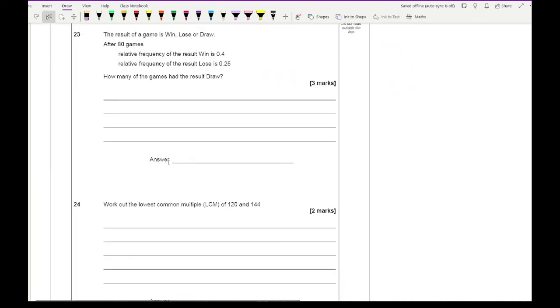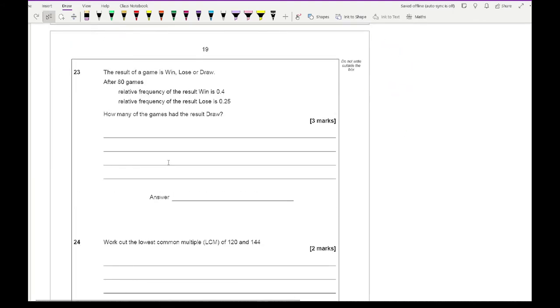Moving on to question 23, it says the result of a game is win, lose or draw. After 80 games, the relative frequency of a win is 0.4, relative frequency of a loss is 0.25. How many games had a result of a draw? Now, for relative frequency, all I need to do is multiply the total amount of games by the probability. So I've got 80, so if I write win, so it's going to be 80 times 0.4. The losses is going to be 80 times 0.25.